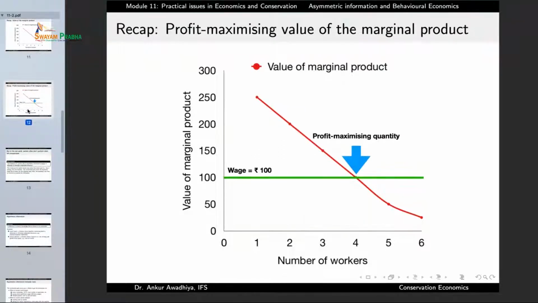And we had used this to find out what is the profit maximizing quantity of workers that we should be hiring in a firm. So we had said that the profit maximizing quantity is given by this point where the value of the marginal product of labor intersects with the wage rate. And this value, in this case the four laborers, is the number of workers that the factory should be hiring. The question is, does this hold true in the real world?